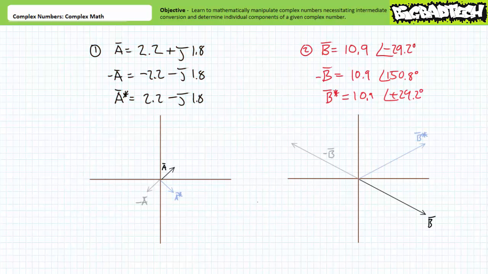For our second example problem, negative B in polar format is 10.9 at an angle of 150.8 degrees. As can be expected, negative B is pointed in the opposite direction as B. The complex conjugate of B expressed in polar format is 10.9 at an angle of positive 29.2 degrees. As can be expected, the complex conjugate of B appears to be the reflection of B across the horizontal axis.